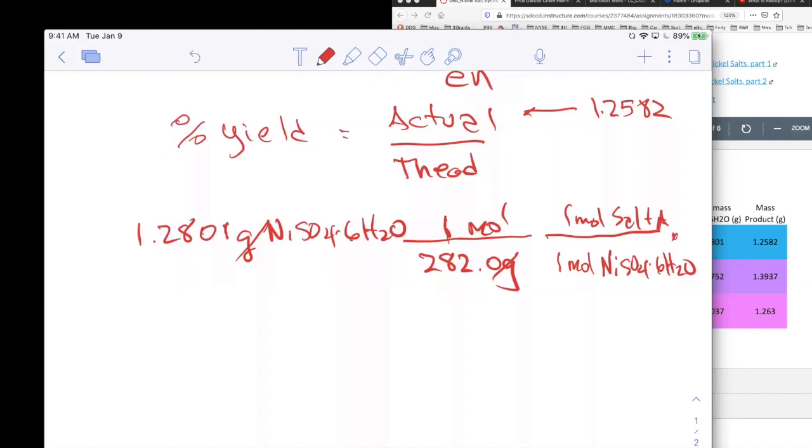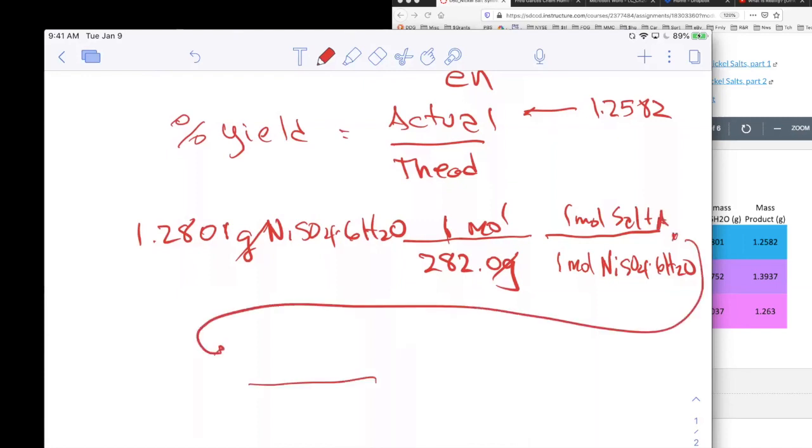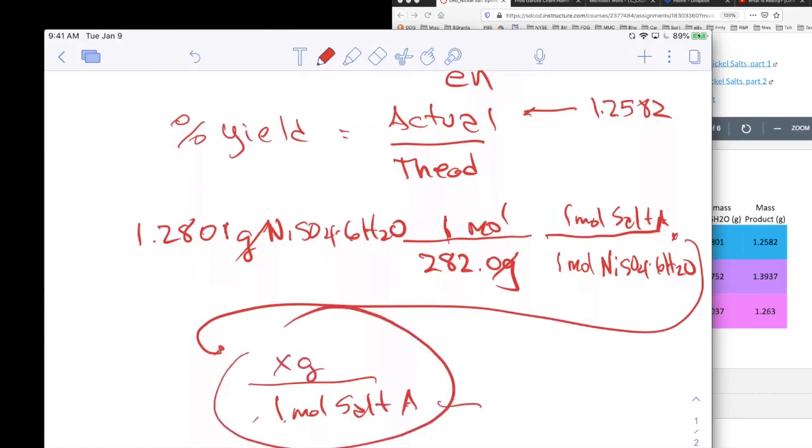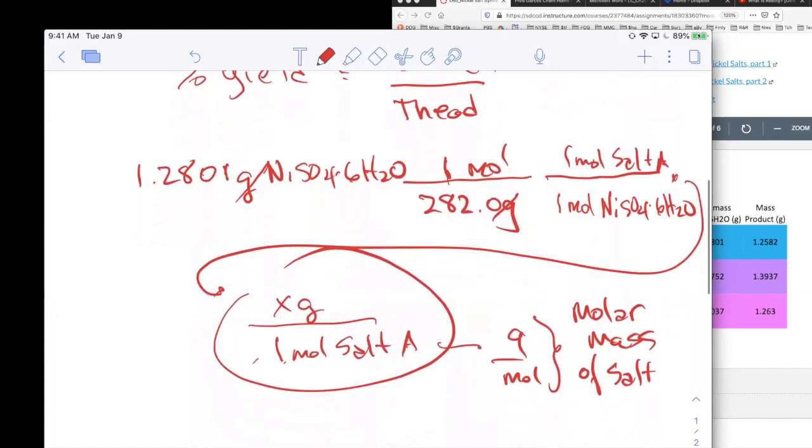Okay, but in order to get mass, you need to say that 1 mole of salt A has X grams, and that's the molar mass right there, grams per mole. That's the molar mass of salt A. So until you calculate the molar mass of salt A, you can't do this calculation. You need the molar mass of salt A, and then if you have the molar mass, grams per mole, then you can calculate the theoretical yield.